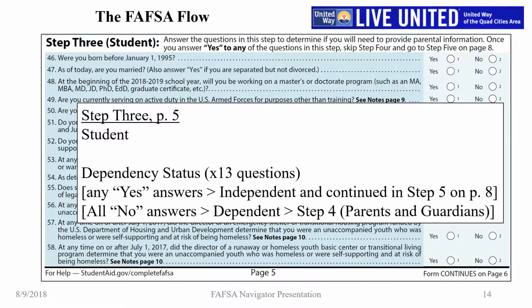Step 3 on the bottom of page 5 is to determine the student's dependency status. Answer yes to any of the 13 questions and you may be considered an independent student, and you skip Step 4 and proceed on to Step 5. Answer no to all 13 questions and you are determined to be a dependent student of a parent or guardian and are invited and enabled to proceed to Step 4.